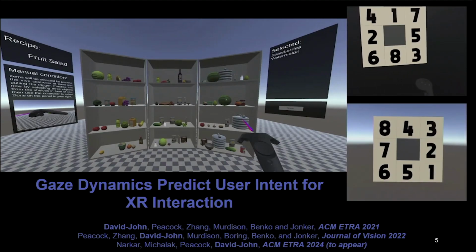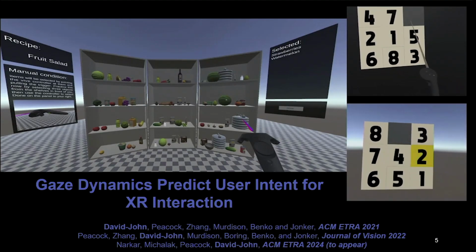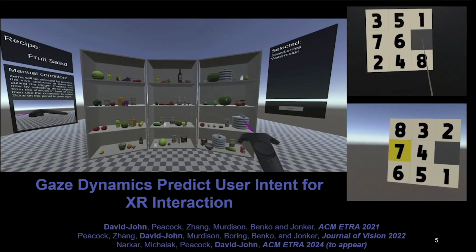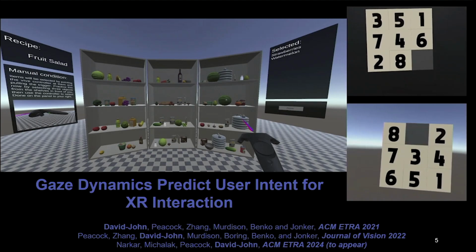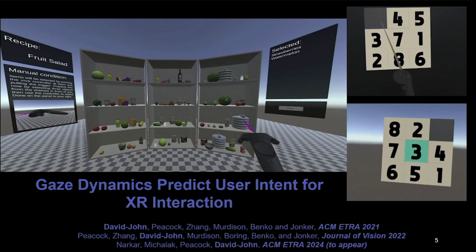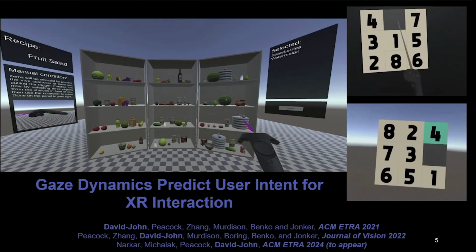The idea is, if we train these models and make these predictions in a very short-term window, we can make more naturalistic forms of input, whether that's gaze-only input, which you're seeing here on the lower right, or some sort of hybrid interaction system. So the Vision Pro, for example, is relying on gaze plus pinch for their main form of interaction.